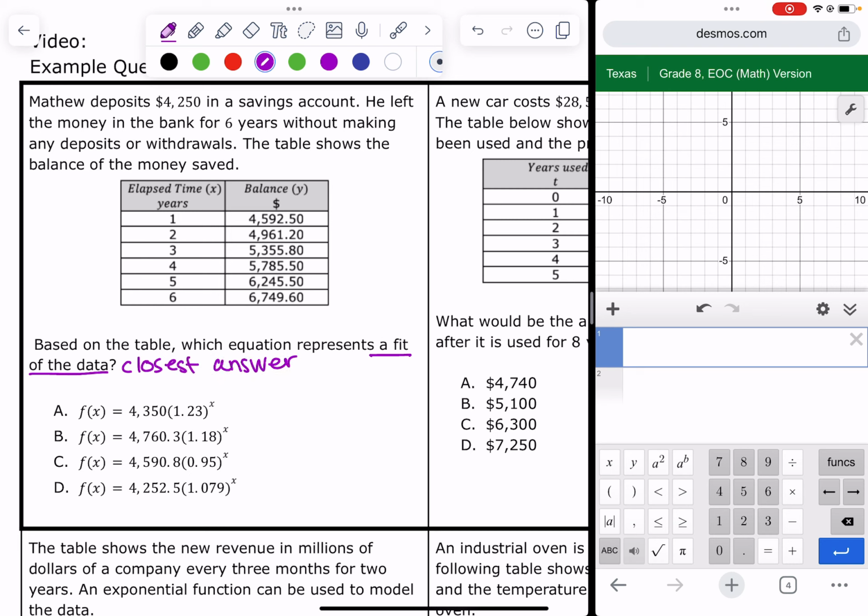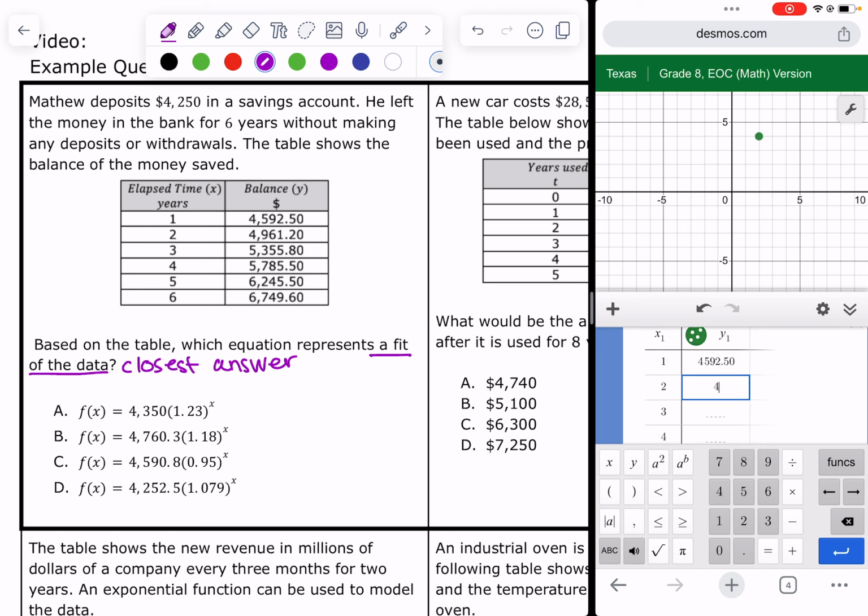So we're going to put this table into Desmos. It may take me a minute. So 1, 2, 3, 4, 5, 6. Then you have, and do not put the comma. So you never put the comma. It's going to tell you it's wrong. Okay, so just leave the comma out. 5, 9, 2, but do put the point 50. 4, 9, 6.